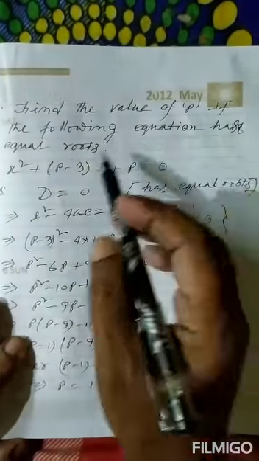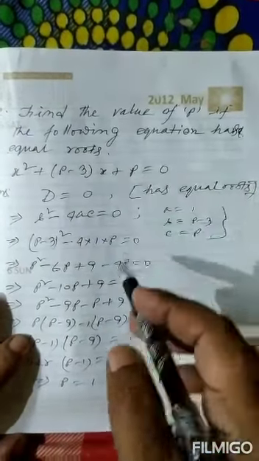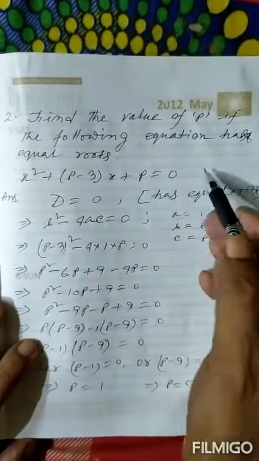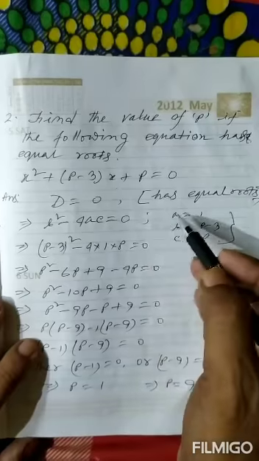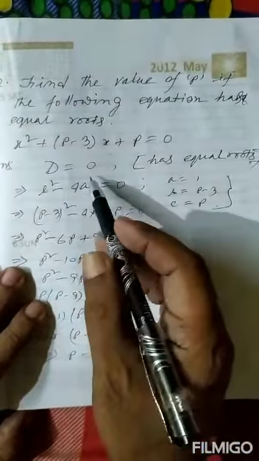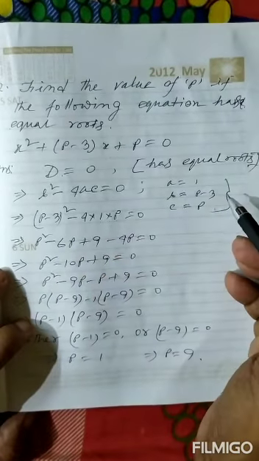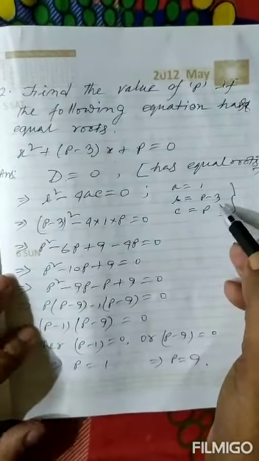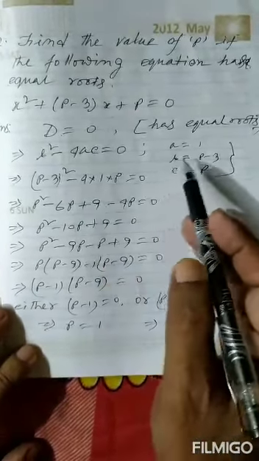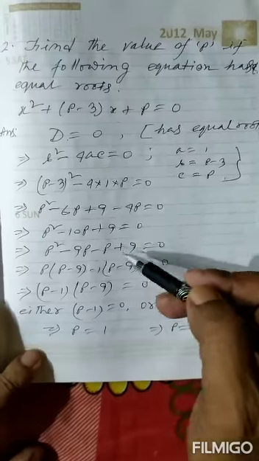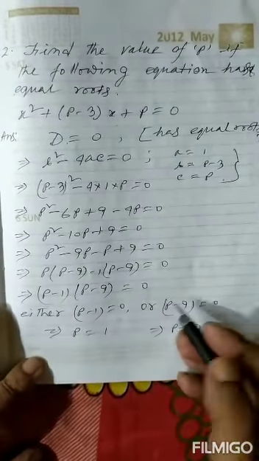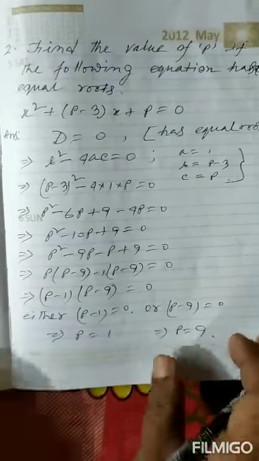Find the values of p if the following equation has equal roots: x square plus p minus 3 into x plus p equal to 0. Here D equal to 0, as it has two equal roots. D means b square minus 4ac equal to 0. Here a equal to 1, b equal to p minus 3 and c equal to p. By substituting the values of a, b and c, we get the condition p minus 1 into p minus 9 equal to 0. By solving, p equal to either 1 or p equal to 9.